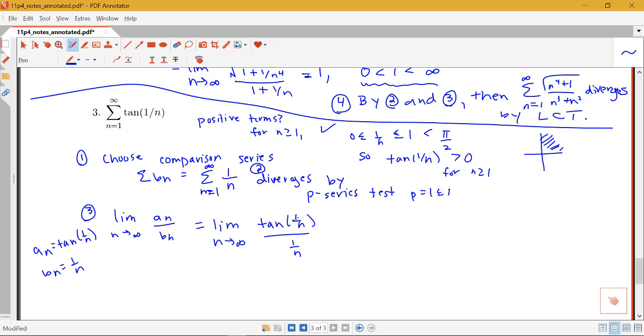And I know that tangent of 0 is 0. So this is some kind of 0 over 0 indeterminate form. Okay. Now I know I can't use L'Hopital's rule right away on this limit because my n is understood to be integers, and L'Hopital's rule requires me to take some derivatives.